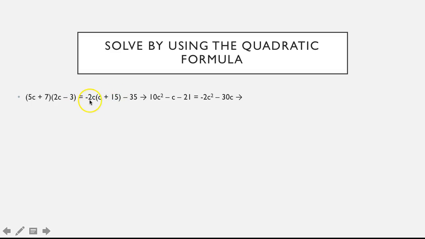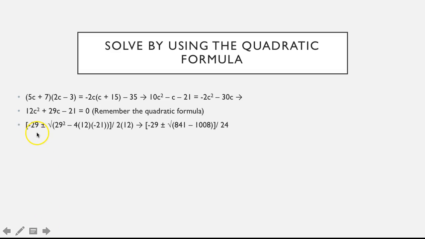And on this side, you're going to have to distribute the negative 2c in, and then you're going to have to put your like terms together, which is how you get 10c squared minus c minus 21, and equals negative 2c squared minus 30c. When you put the like terms together, you get 12c squared plus 29c minus 21.